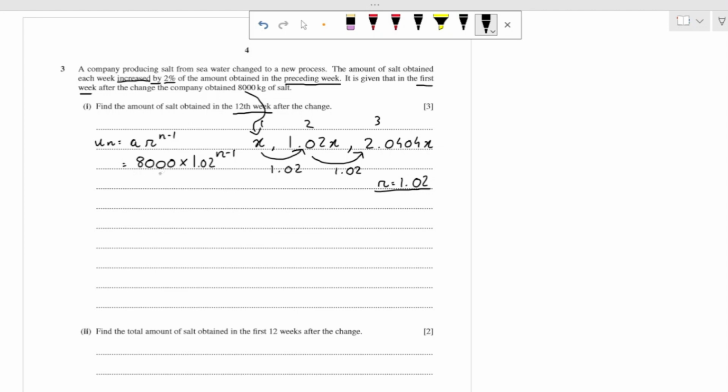We have found the nth term equation, but now we need to find the amount of salt obtained in the 12th week. So that's very simple. For the amount of salt obtained in the 12th week, we can just substitute the value of n by 12: 8,000 times 1.02 raised to the power 12 minus 1. And with this, you'll get your answer as 9946.9 approximately. Then it would be 9950 kg. And that is your final answer for the amount of salt obtained in the 12th week.